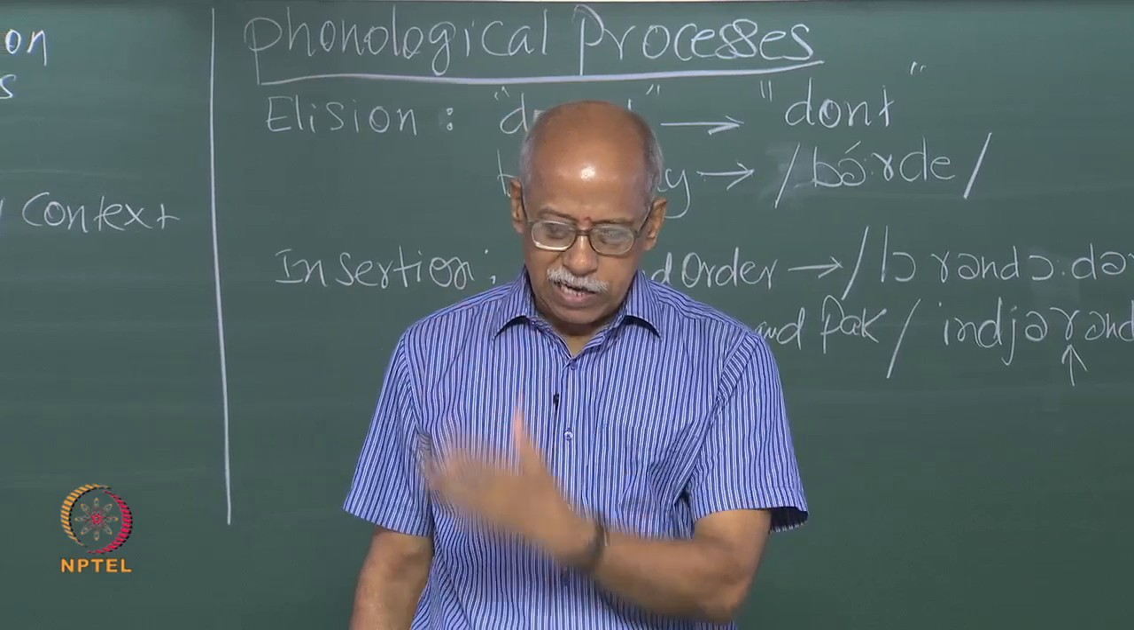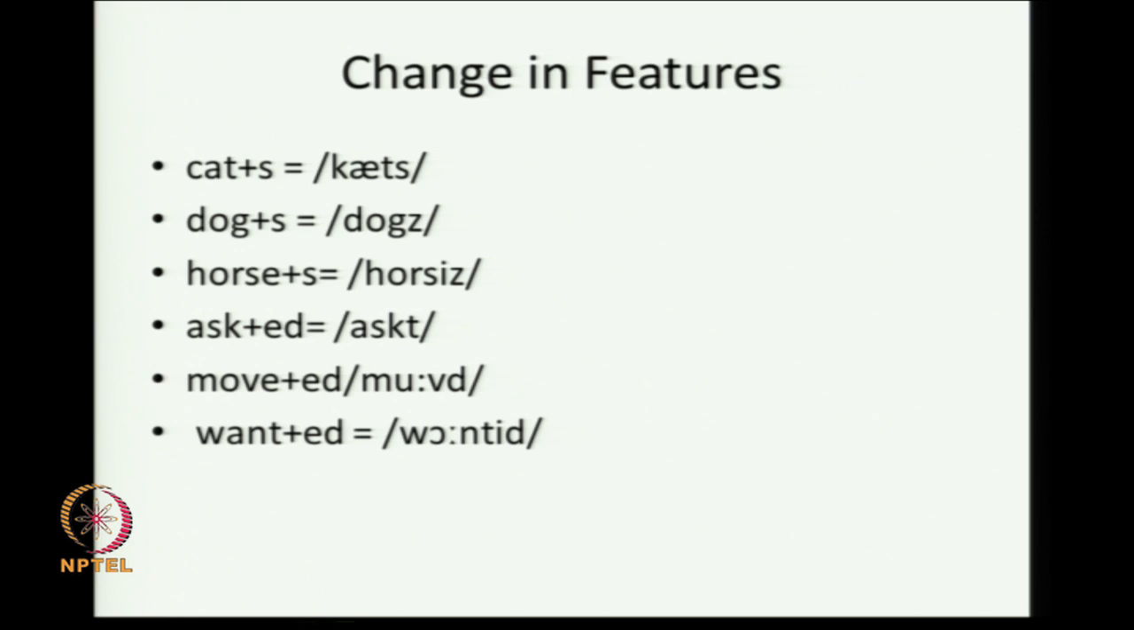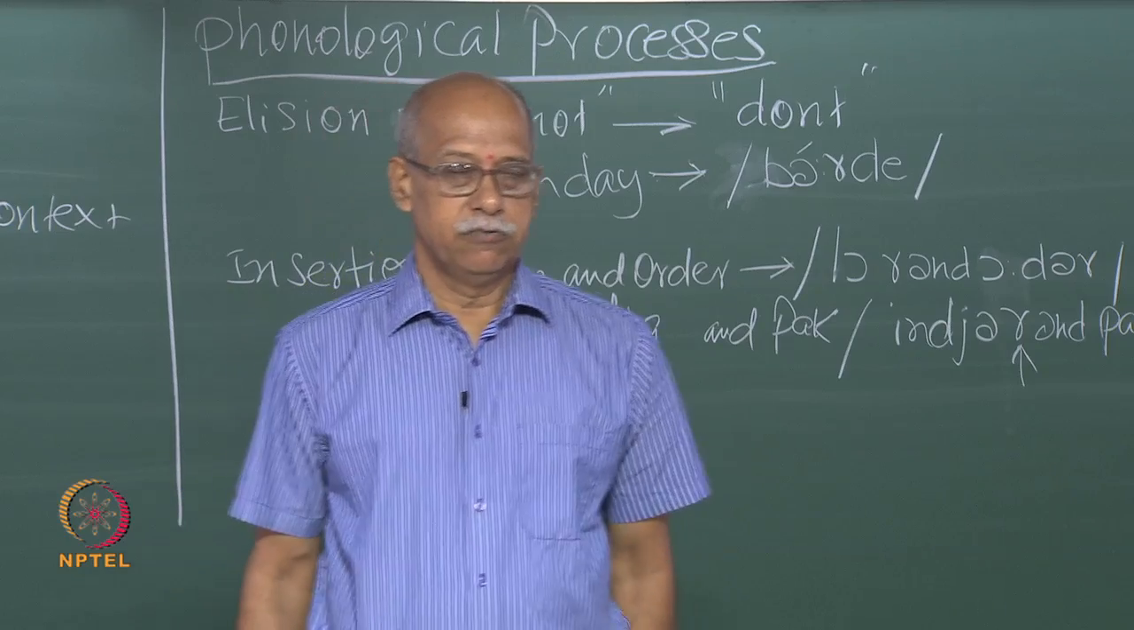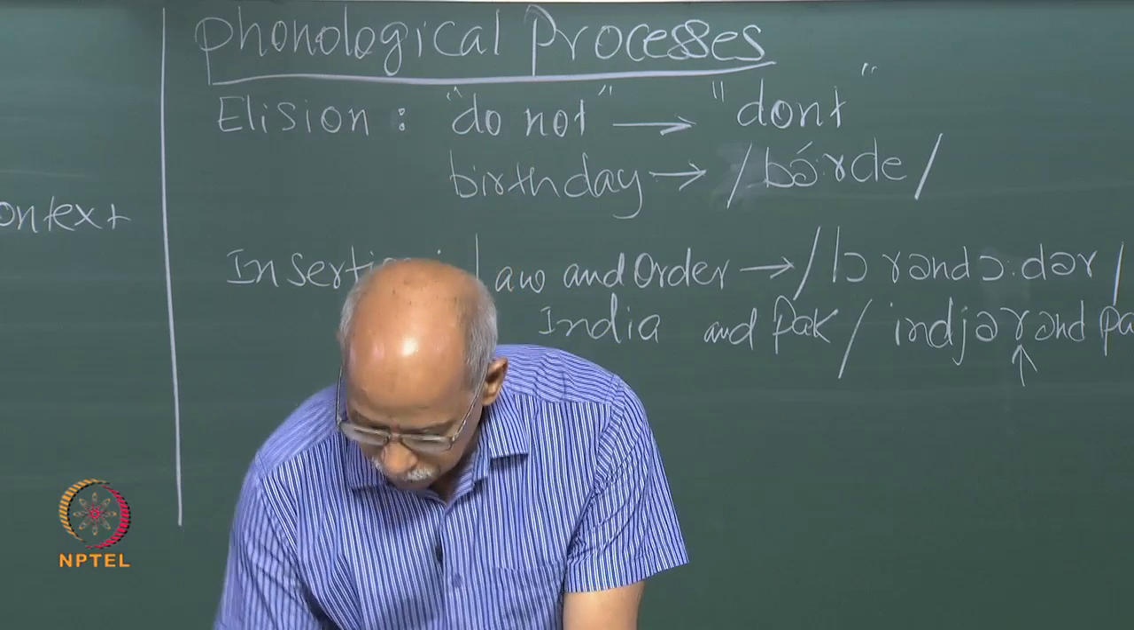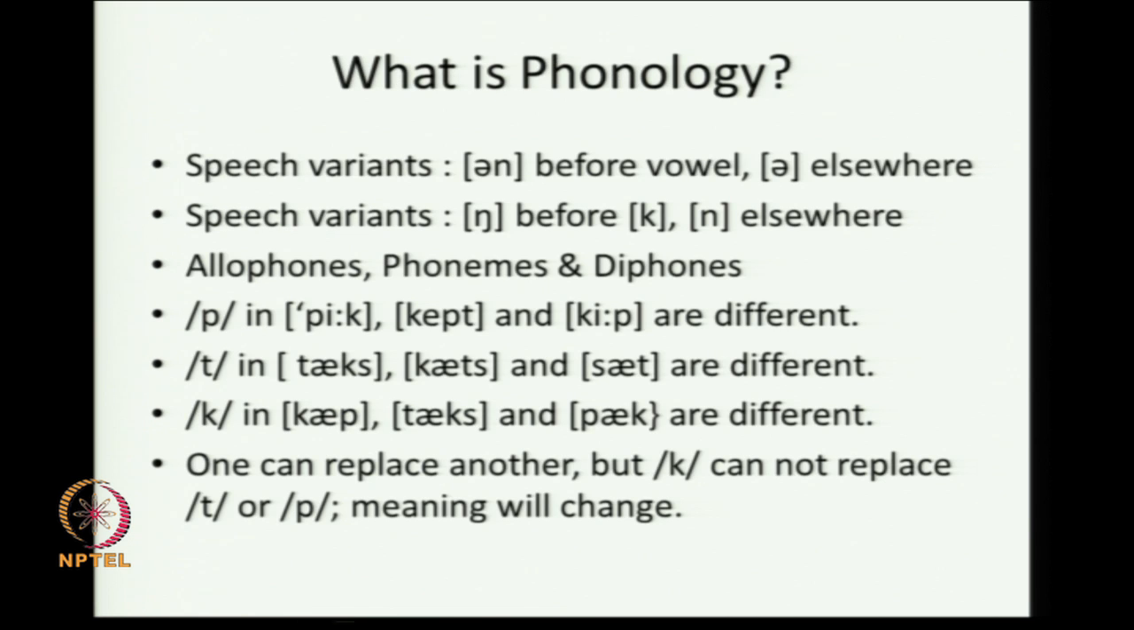Similarly, look at another example. Past tense in English is written with ed, but produced differently. After ask, which is voiceless, it is asked. But after a voiced sound, it is voiced. It is not moved with a t, but moved with a d. So phonological context can be predicted to a great extent.